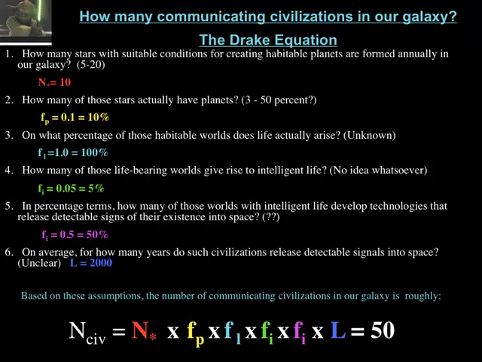So if you add all these numbers up, you multiply all these numbers together, you can get a final number, which is the number of communicating civilizations in the galaxy at any given time. And if I take all these numbers, which I thought were not that crazy, you can stick in your own numbers, the number I get is 50. So this says, according to my flawed and incorrect calculations, there are 50 communicating civilizations in the galaxy.